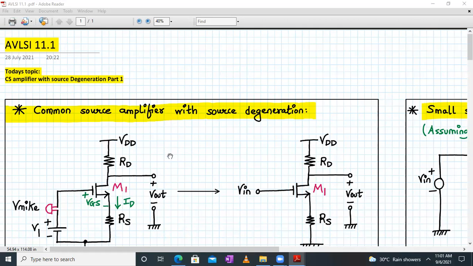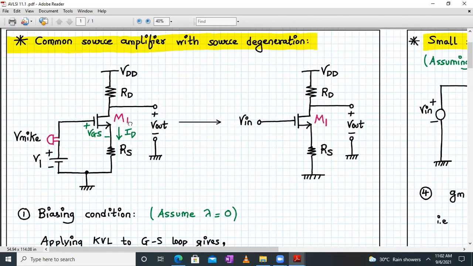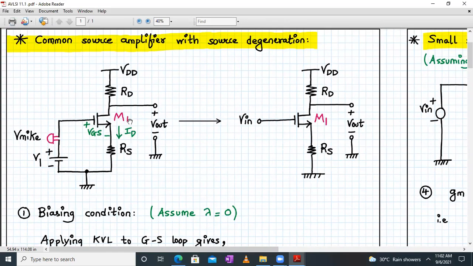So today's topic is common source amplifier with source degeneration, part number 1. So let us begin. Here you can see my circuit for a common source amplifier, and additionally we have a resistor in the source terminal connected to the ground, right? That's why the circuit is called a common source amplifier with source degeneration.